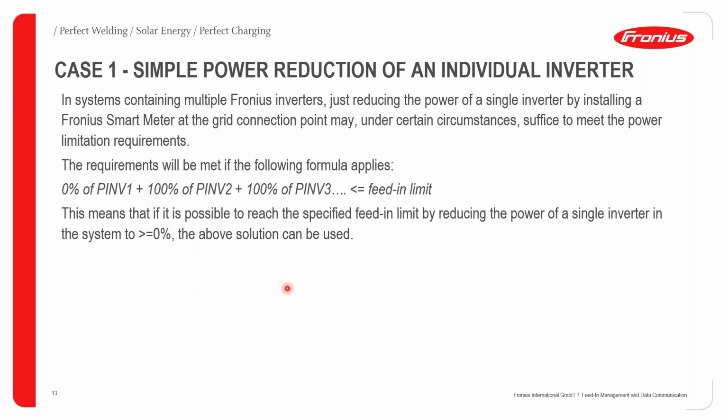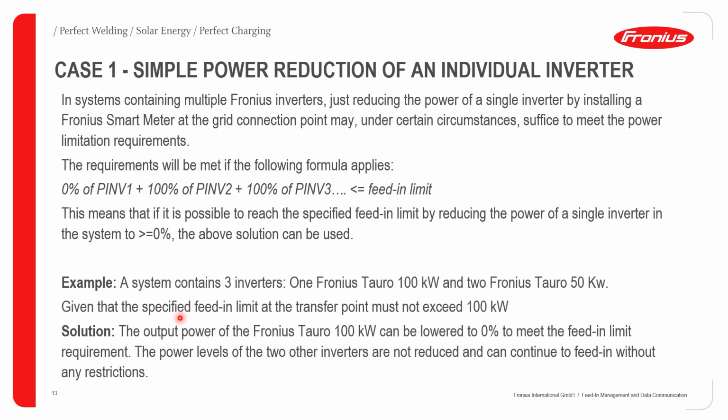Great. So continuing, we're going to take an example. We have a very first example here, a system that contains 3 inverters, one of them being a Fronius Tauro 100 kilowatts, and the 2 others being 50 kilowatts Fronius Tauros. The specified feed-in limit at the transfer point must not exceed 100 kilowatts.